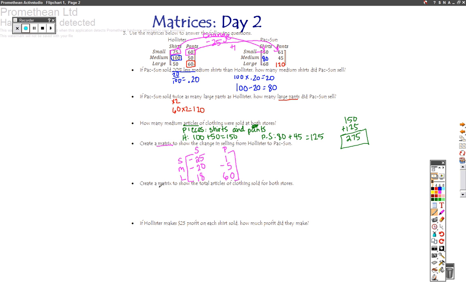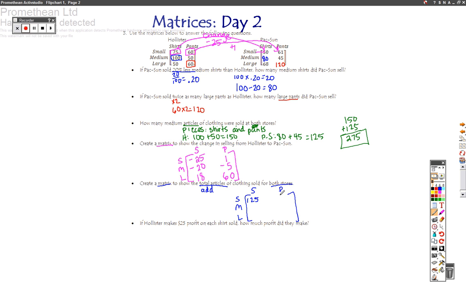Next one, create another matrix to show the total articles of clothing for both stores. So when we find total, we're just going to add. Okay? So you have shirts and you have pants. You have small, medium, and large. So you're going to add 75 and 50. That gives me 125.